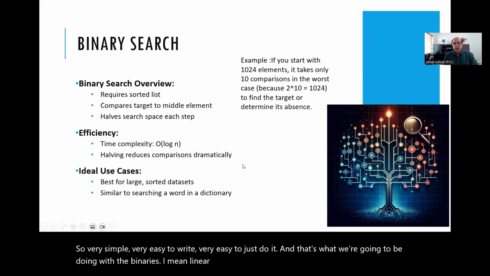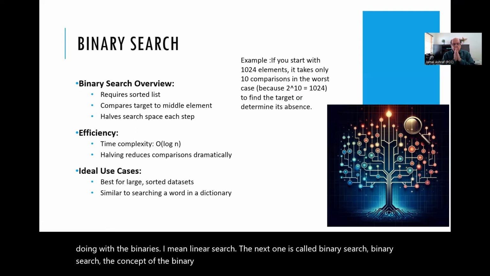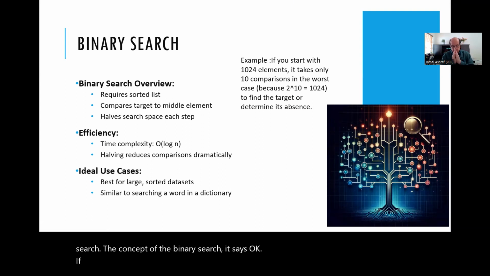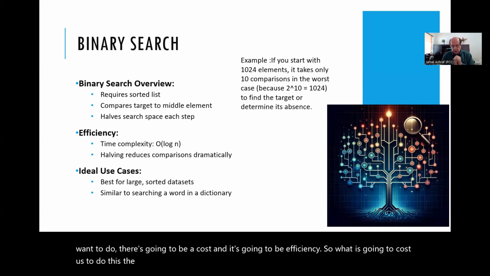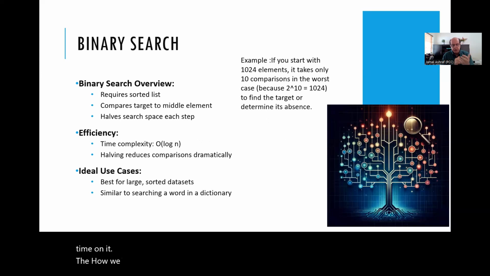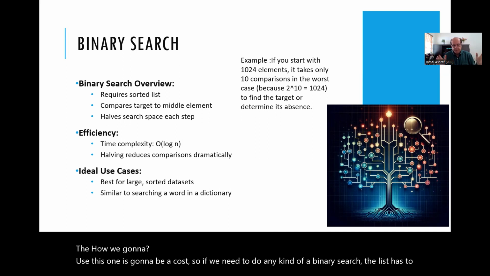The next one is called binary search. Binary search, the concept of the binary search, it says, okay, if we sort our list, which is going to be a cost for the binary search. Remember, everything we want to do, there's going to be a cost and it's going to be efficiency. So what is going to cost us to do this? The complexity of the code can be a cost because we have to spend more time on it. How we're going to use this one is going to be a cost. So if we need to do any kind of a binary search, the list has to be sorted.